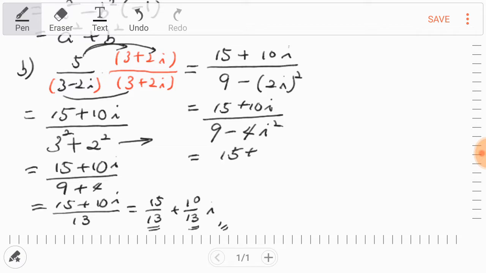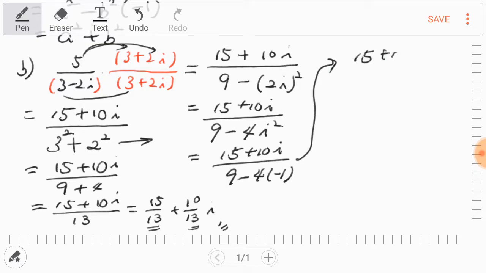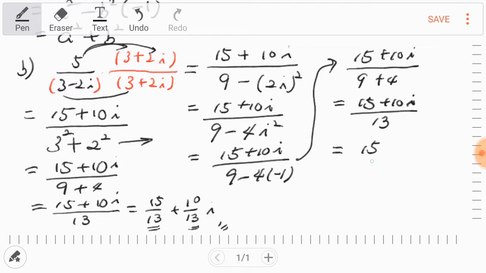So now i squared is negative 1. 9 minus 4 times negative 1. Then the numerator is still the same, and the denominator is 9, negative 4 times negative 1 is positive 4, so plus 4. Then this is equal to 15 plus 10i over 13. Separate the terms in the numerator, divided by 13. Right, so we got the same answer.